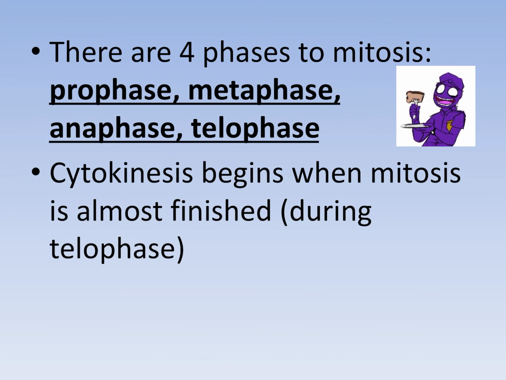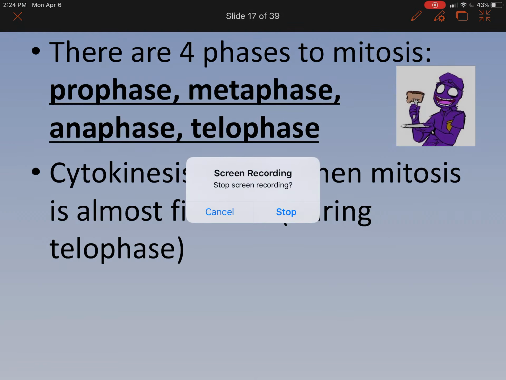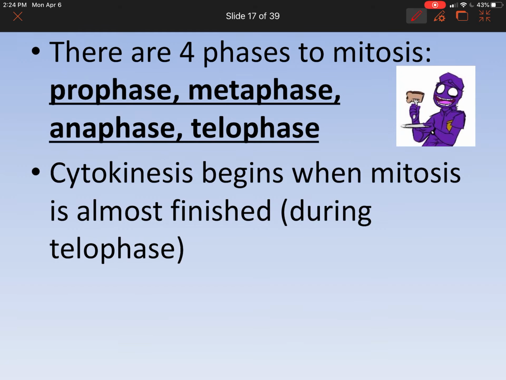Okay, there are 4 phases to mitosis. So we've got prophase, metaphase, anaphase, and telophase. So right now you may be wondering, what is this little guy doing here? This is a purple monster who's eating toast. So we say purple monster ate toast.